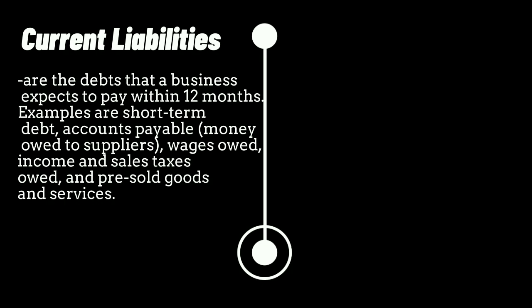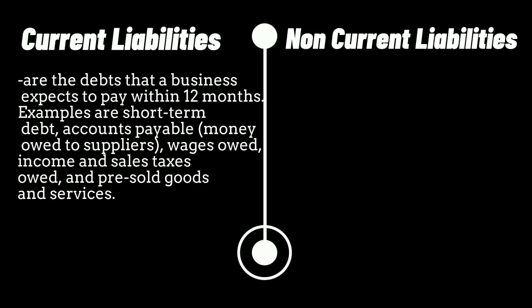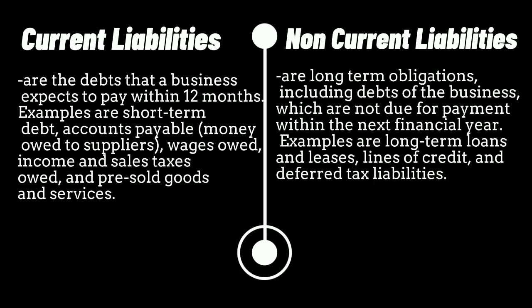Non-current liabilities are long-term obligations, including debts of the business, which are not due for payment within the next financial year. Examples are long-term loans and leases, lines of credit, and deferred tax liabilities.